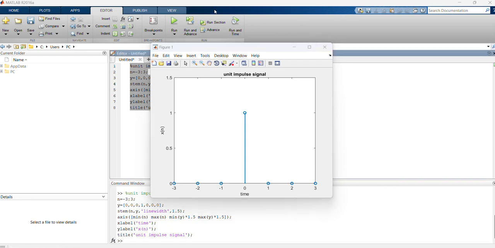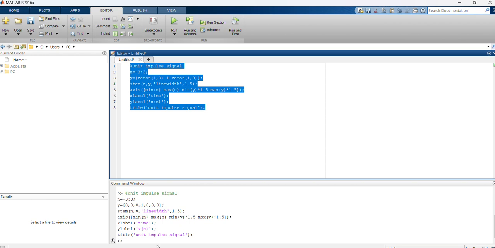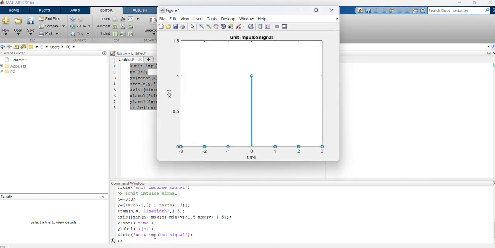Okay, we could also write this as before. Y is equal to, what did I do? Zeros from 1 to 3 and 1, then zeros 1 2 3 again. Okay, this is the same thing. Okay, same thing.